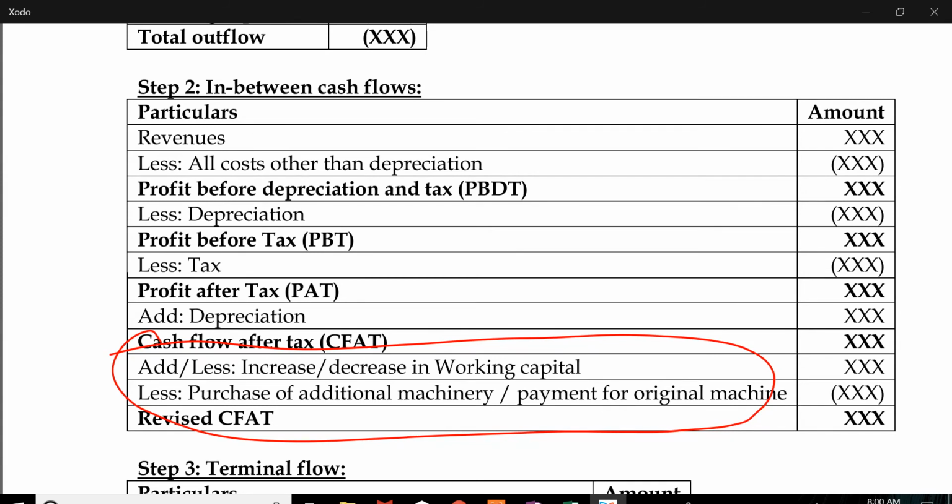Your cash flow can increase if there is a decrease in working capital. When there is a decrease in working capital, it's inflow of money. When there is an increase in working capital, it's an outflow of money. Why outflow? You are buying more raw material. Your money is blocked in debtors. So all these are outflow of money. Any doubts in this?